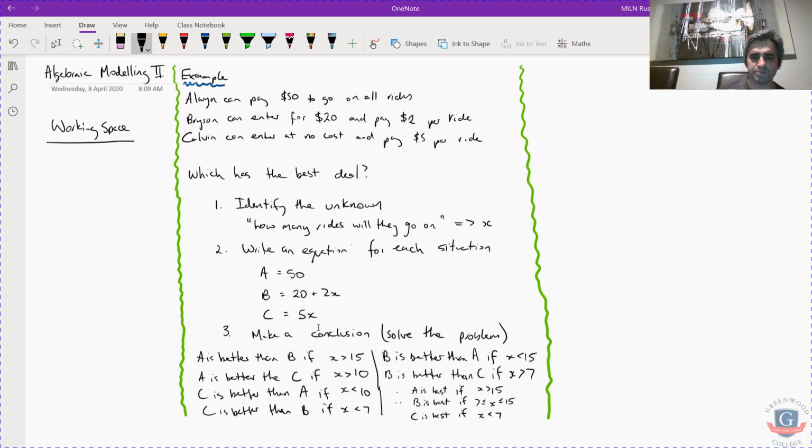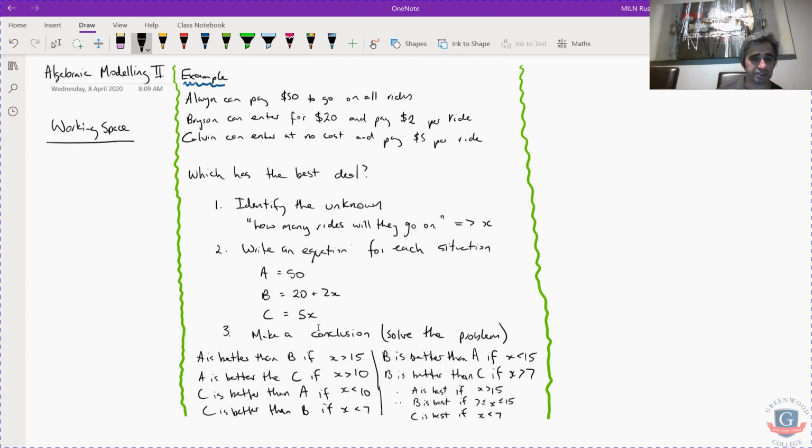No, that's right. So now we have to see when A, B, and C is best. Well, if X is greater than 15, A is the best solution because these become bigger, and this becomes bigger than 50. Between 7 and 15, B is better. And between 0 and 7, C is better. There you go.